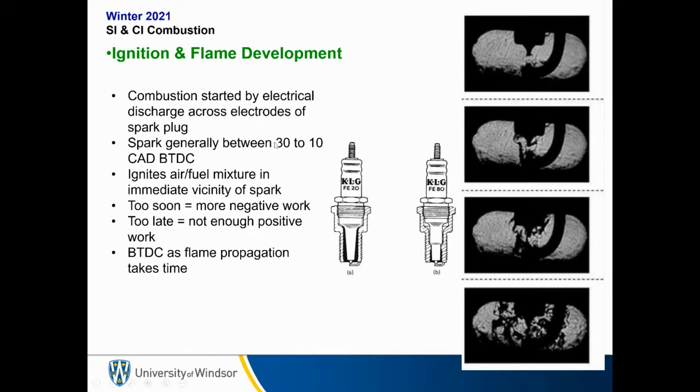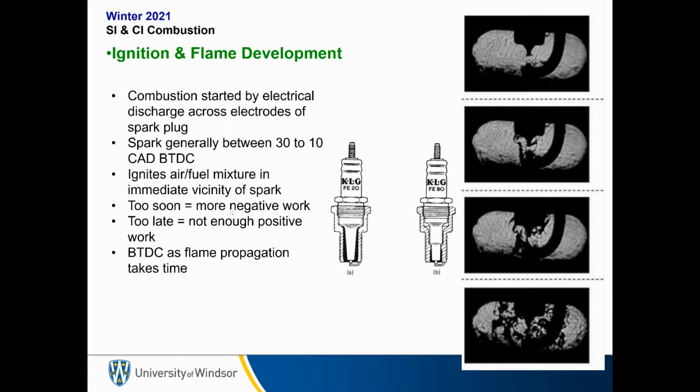This spark generally occurs between 30 and 10 degrees before top dead center, and ignites the air-fuel mixture in the vicinity of the spark. Now why do we start before top dead center? Well, because it takes time for the flame to develop. The flame doesn't develop instantaneously. By the time we're at the top of the compression stroke, the flame is well developed and we're ready to release our maximum power in the power stroke. That's why we go between 30 and 10 crank angle degrees before top dead center.